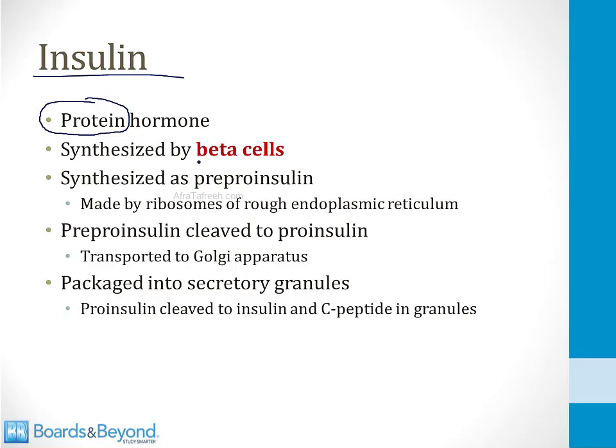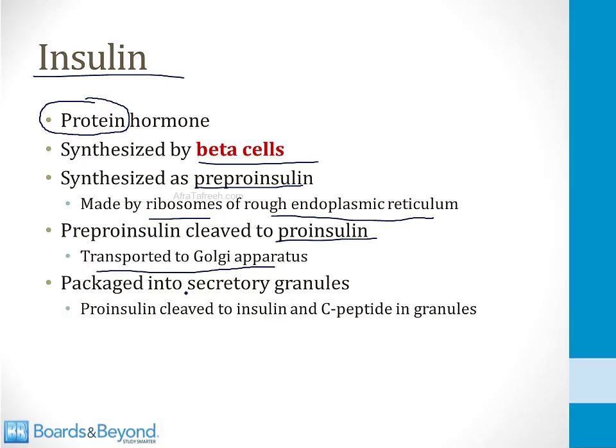Insulin is synthesized by the beta cells, as I said on the last slide, and it's synthesized as a molecular structure different from the insulin that you find in the serum. Insulin is initially synthesized as pre-proinsulin. This molecule is made on the ribosomes of the rough endoplasmic reticulum. Pre-proinsulin is then cleaved inside the cell to a structure called proinsulin, which is transported to the Golgi apparatus.